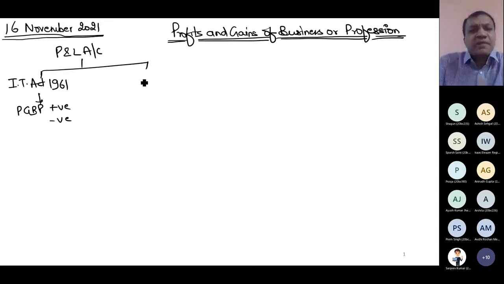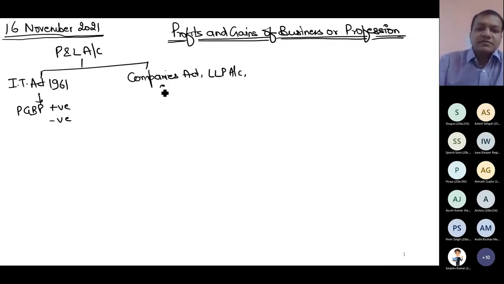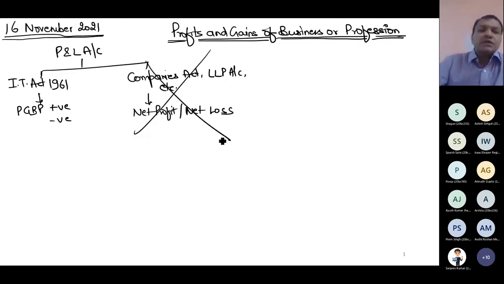It is possible that I have a P&L account as per other acts, might be the Companies Act, might be the Limited Liability Partnership Act, etc. That P&L account must be giving me net profit or net loss, but I am not concerned about that P&L account. It is none of my business to be concerned about that P&L account. I am concerned about these provisions. First thing.